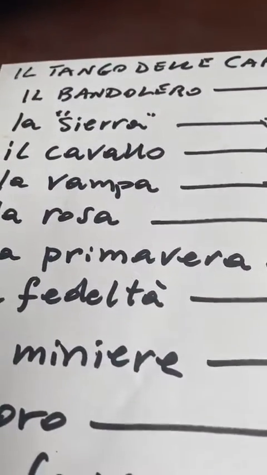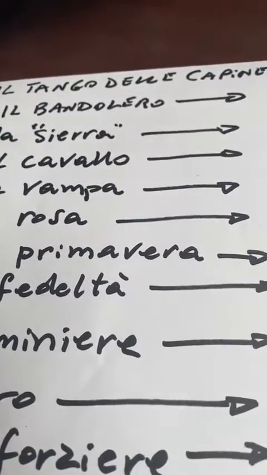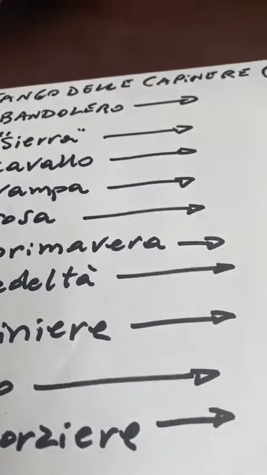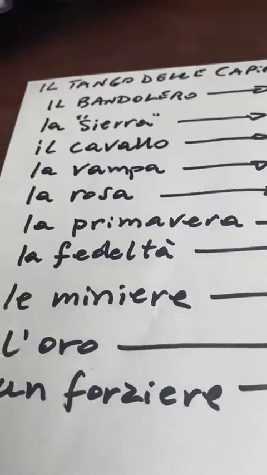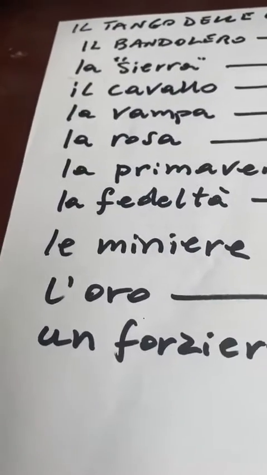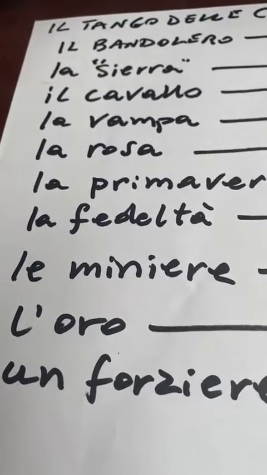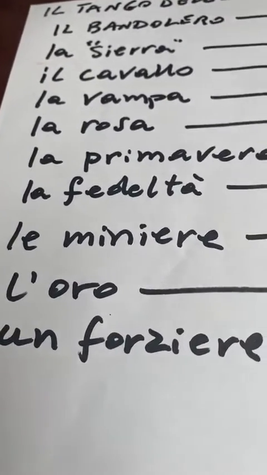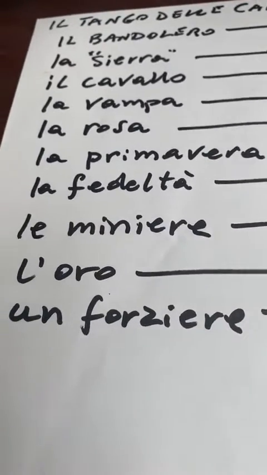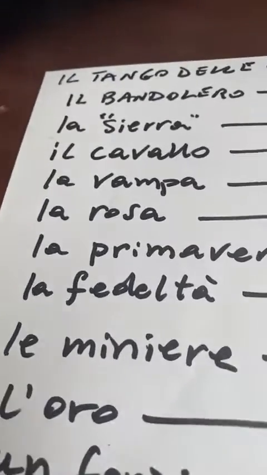Il bandolero, it's a word that comes from the Spanish. Bandolero, the guy with his bandana. I think he's gone to gold and he comes down on his horse. Whatever, you can look it up.